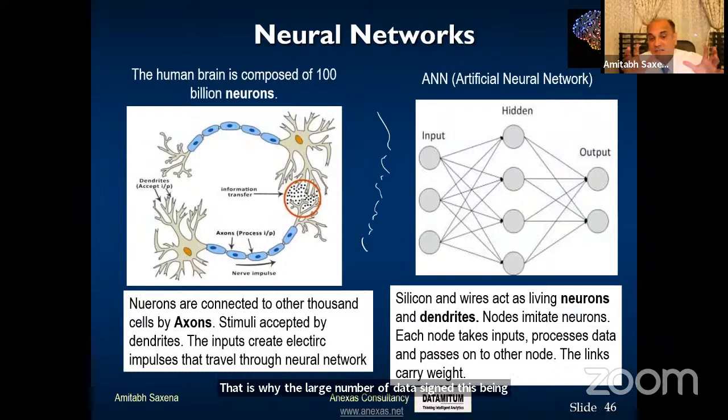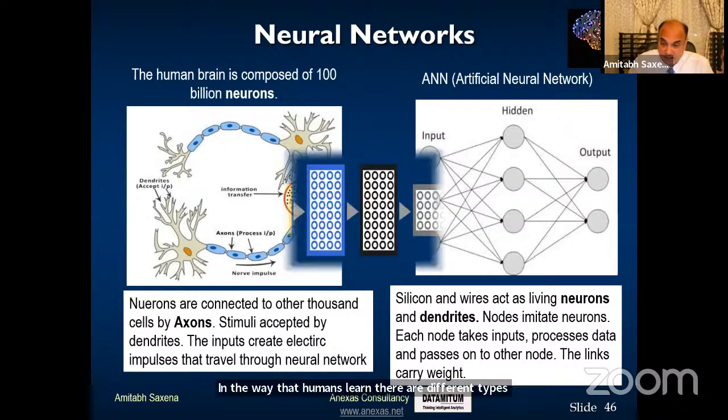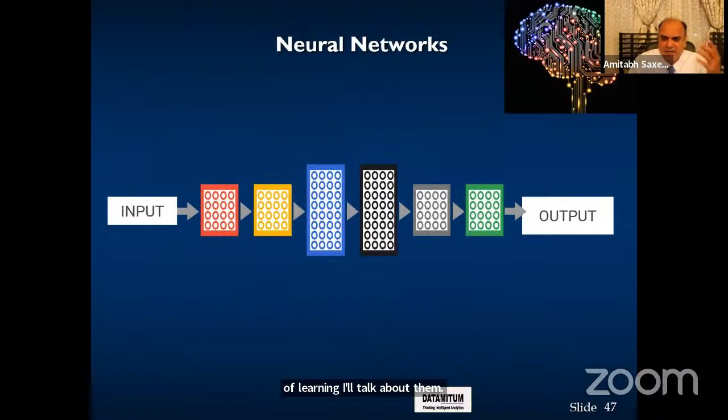So in the artificial neural network, what happens is we also make the agent learn in the same way the humans learn. There are different types of learning. I'll talk about them very shortly. But let me give a very, very simple explanation of this, what exactly it is.